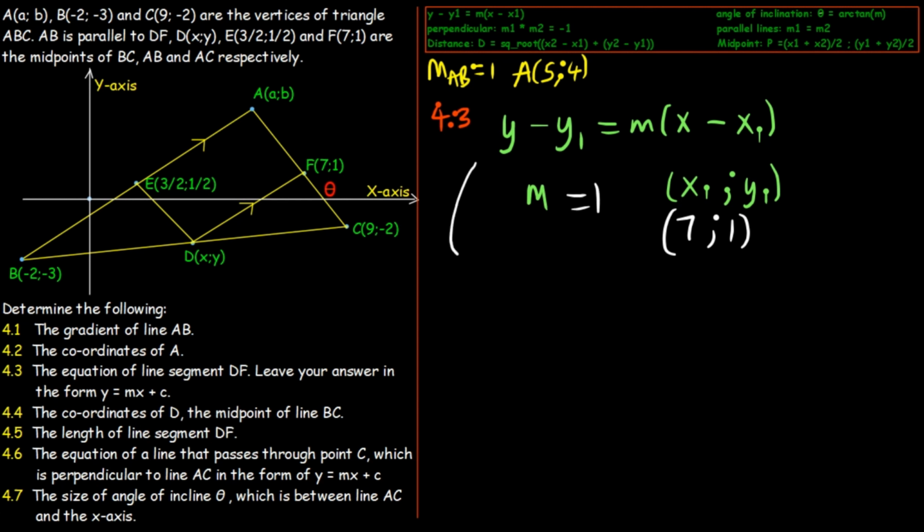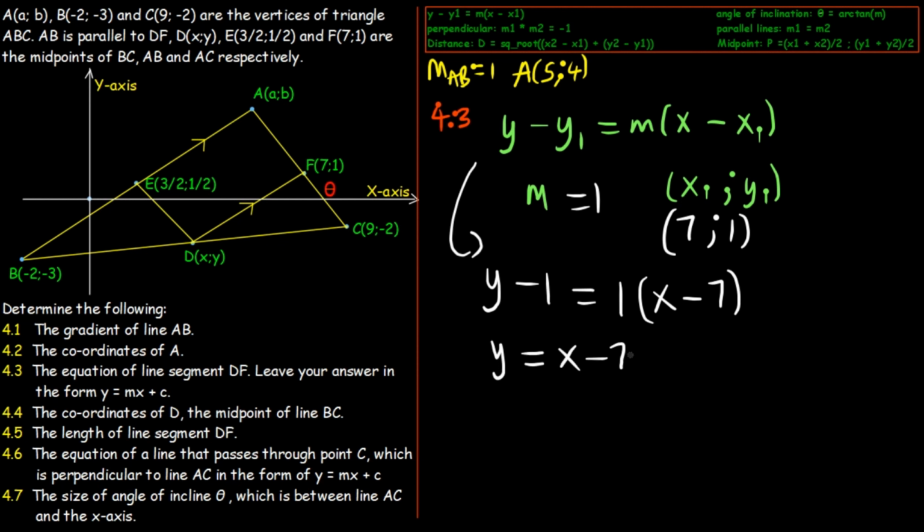Now let's solve. We substitute y1 with 1 and our gradient, then x minus our x1, which is 7. So we have y is equal to 1 times x minus 7, plus 1. So y is equal to x minus 6, which is exactly in the form y equals mx plus c.